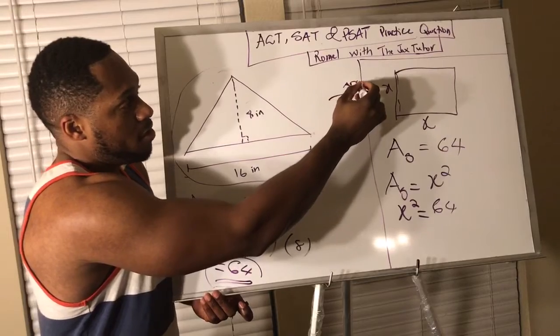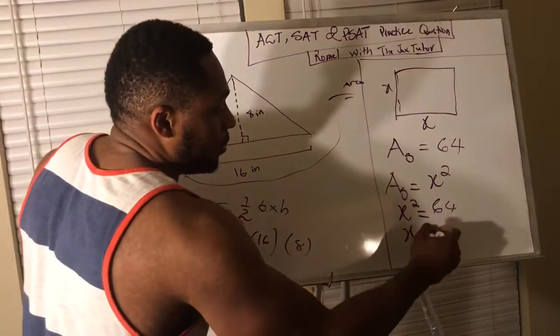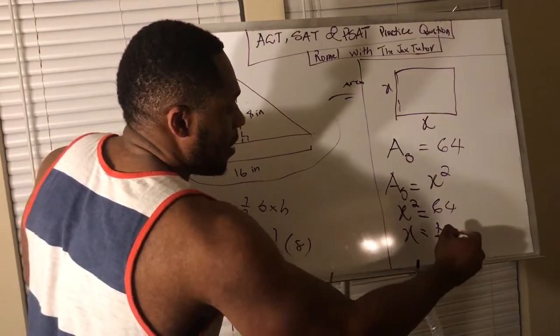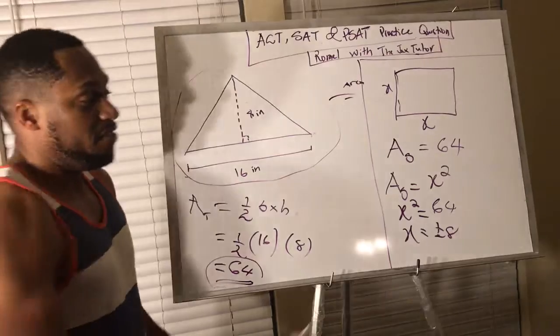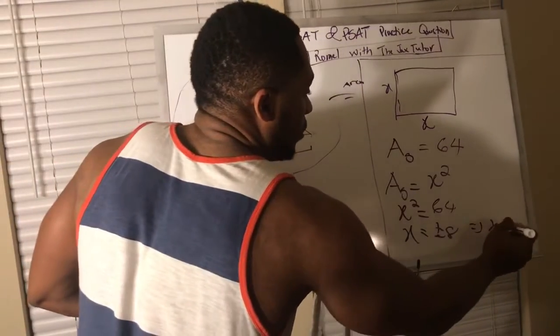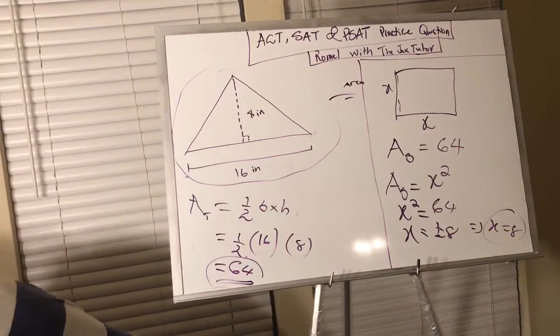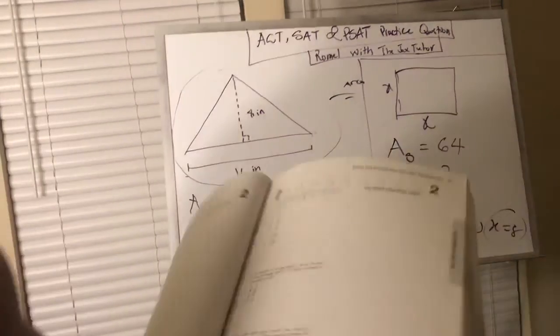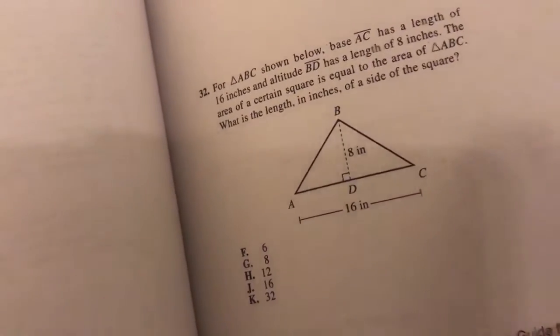So what do we do? x is equal to plus or minus 8. Since we're talking about the side of a square, we can't have a negative number, so x is equal to 8. If we look at the answer choices, I kind of like this problem for some reason, the answer we're looking for is G.